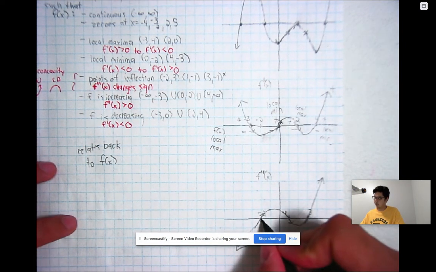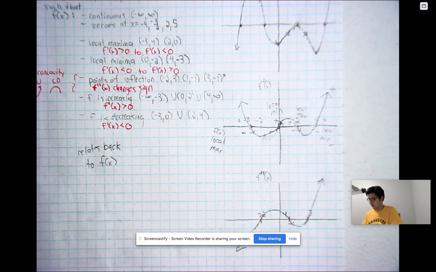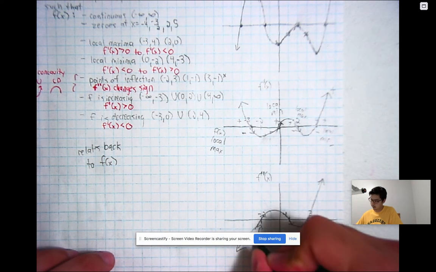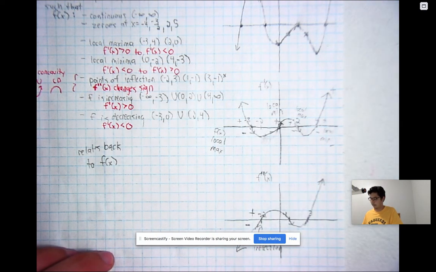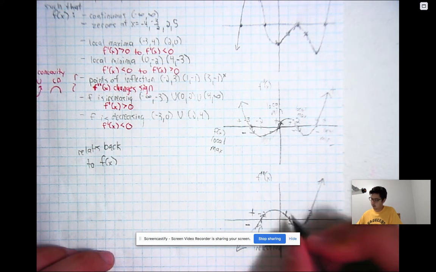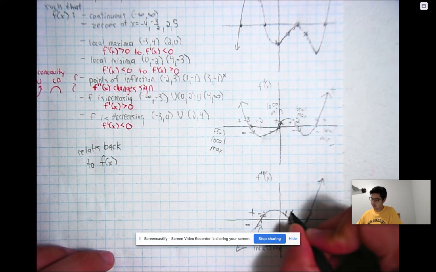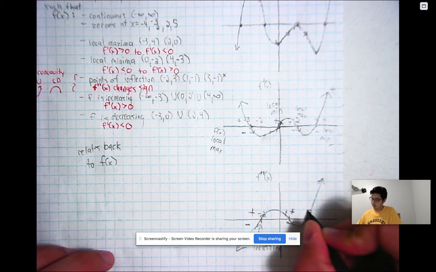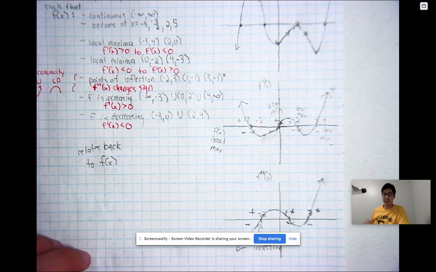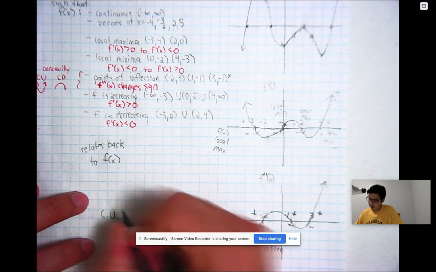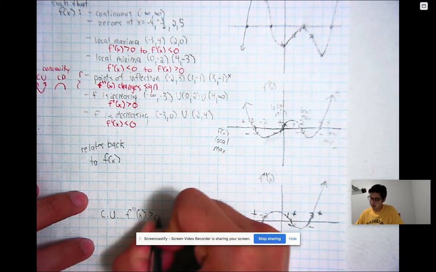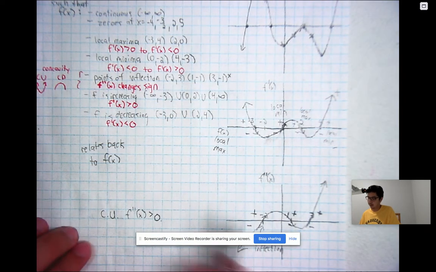In which at -2 is a point of inflection, because f double prime of x is going from negative to positive, it's changing sign. At 1, there's a point of inflection there because it's going from positive to negative. And at 3, there's a point of inflection there because it's going from negative to positive. As for concavity, concave up and concave down, remember that concave up is when the second derivative is positive. So when is f of x concave up?